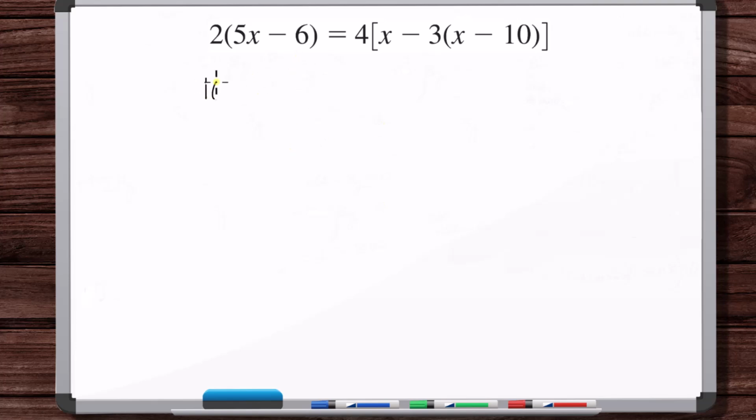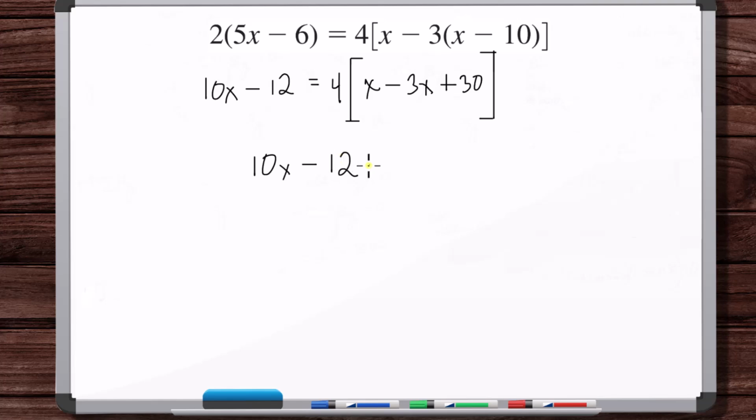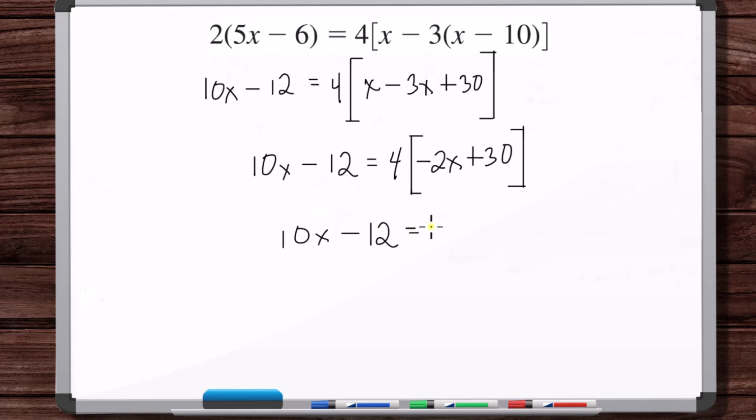Okay, so let's simplify the left side here. Let's distribute that 2. Then we've got x and minus 3x plus 30. So we've got 10x minus 12, and minus 2x plus 30, x minus 3x is minus 2x. So we've got 10x minus 12 is equal to minus 8x plus 120.